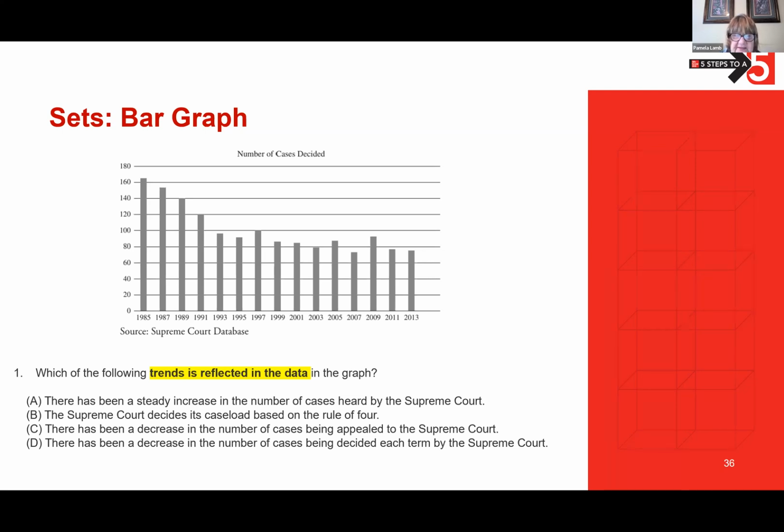And B, the Supreme Court decides its caseload based on the rule of 4. Well, we know that's a true statement, but is that shown in the graph, in the data? Does the data show us anything about how the court decides which cases they will see or which cases they will not see? It does not. So that would not be the best answer for picking a trend. Even though it's a true statement, it's not a trend. So have you voted?